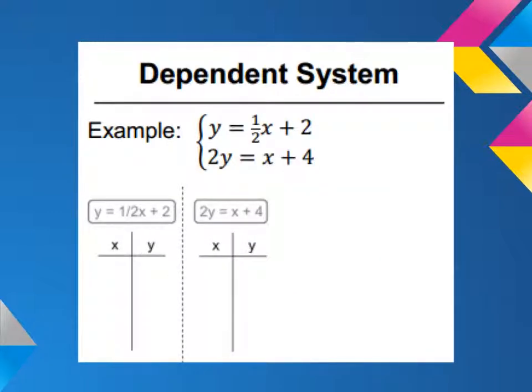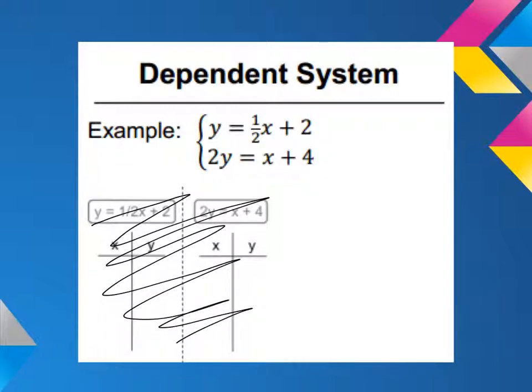Turning over to the tab with our dependent systems, we have two equations, y equals 1/2 x plus 2 and 2y equals x plus 4. Now, our first equation is already in slope-intercept form, y equals mx plus b. We need to write our second equation in slope-intercept form. We're not going to use our tables. We are just going to use the equations to graph these.